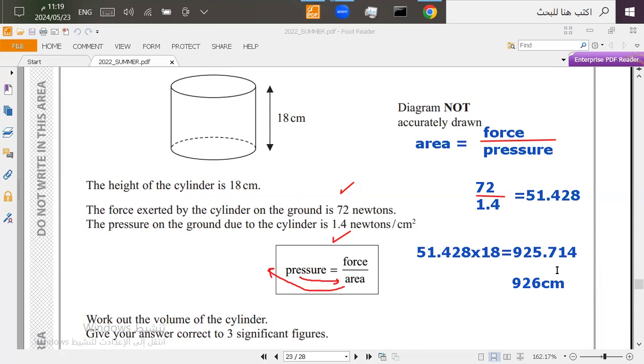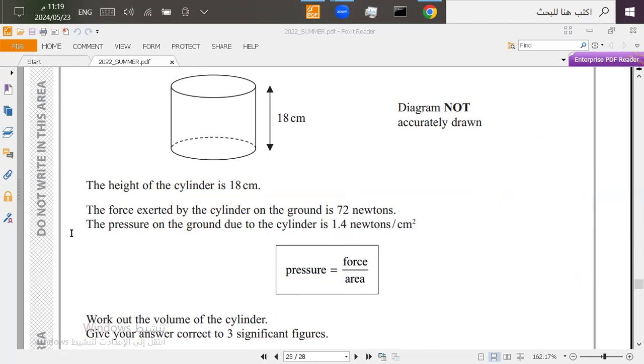And this is how you answer a question like this. So I use the formula. I changed the place of the area here by multiplying and got the pressure back by dividing. So I divided force over pressure to get the area, multiplied the area of the cross section by the height, and I got the volume, rounded it to three significant figures to get my answer. Now let's move on to the next question.